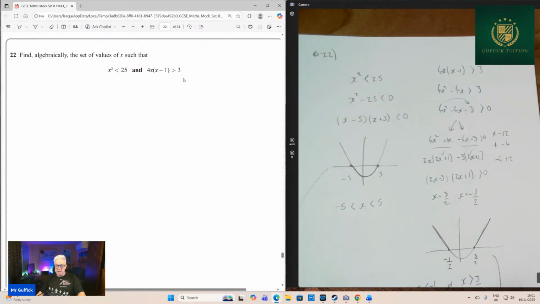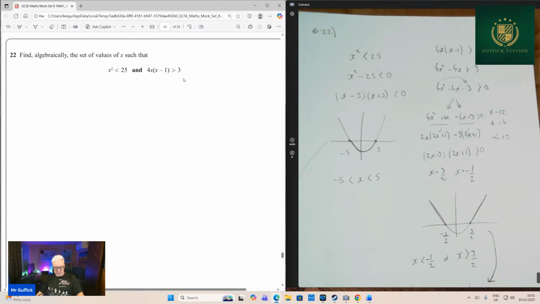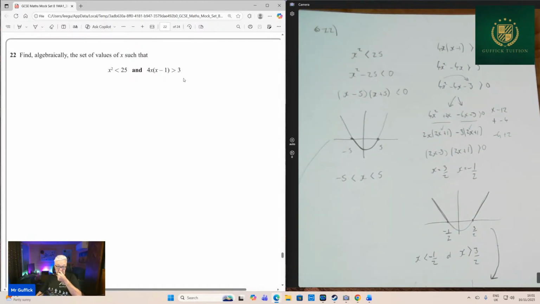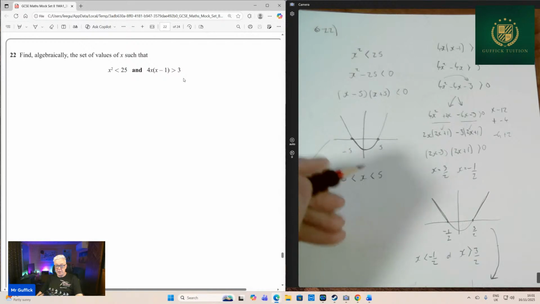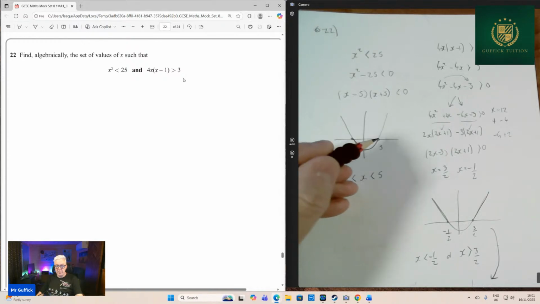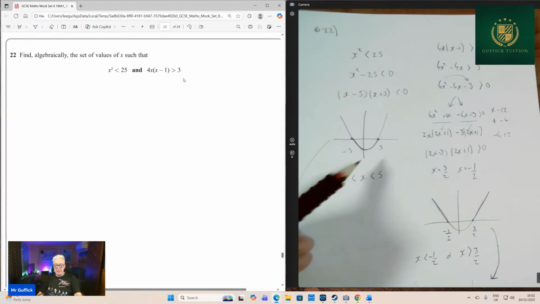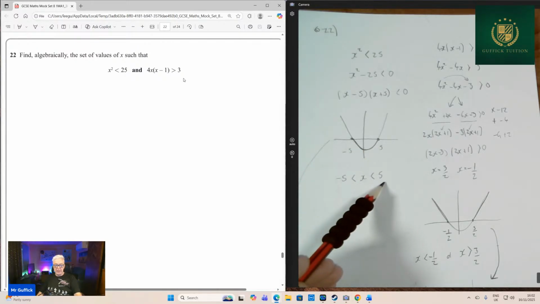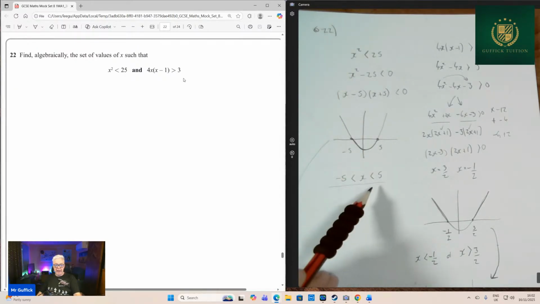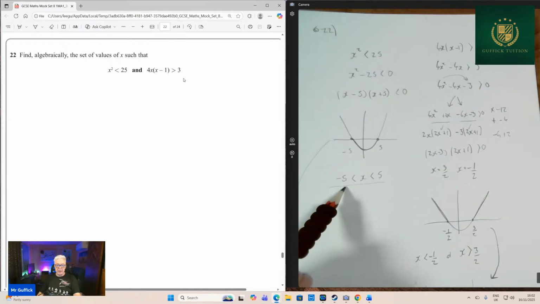Okay, so now it's always useful to represent these on a little diagram. So there's our quadratic. We've got minus 5 and plus 5, and we're looking for the range of solutions where x squared minus 25 is less than 0. Okay, so that is where we're underneath this curve here. So the set of solutions to that one is x is less than 5 but greater than minus 5.